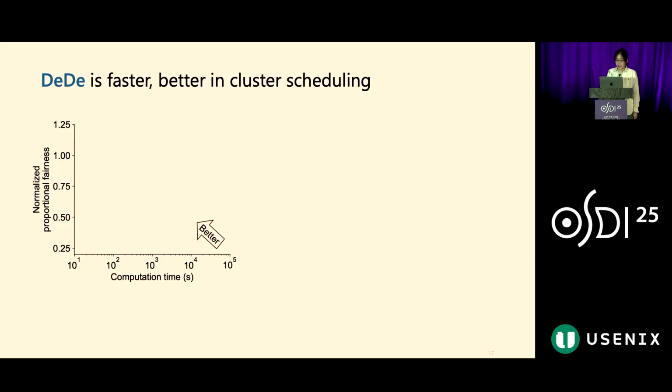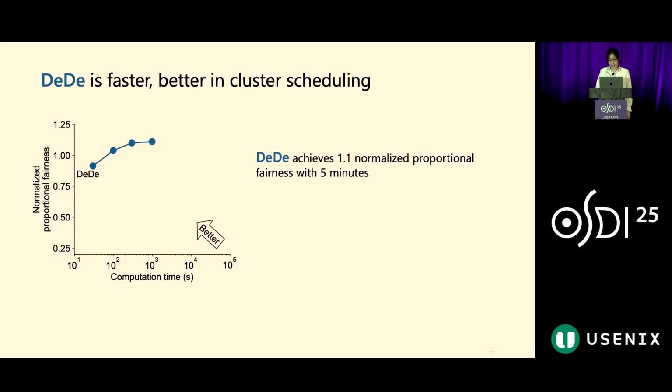Now we look at some statistics and the solution quality. In this figure, the x-axis is computation time in seconds, and the y-axis is a normalized proportional fairness, which represents the allocation quality. We see that DeDe achieves a fairness score of 1.1 in just 5 minutes. In comparison, the exact solution is 60 times slower than DeDe. Meanwhile, the objective it achieves is surprisingly worse than DeDe's. This is because the solver fails to reach optimality due to the large problem size.